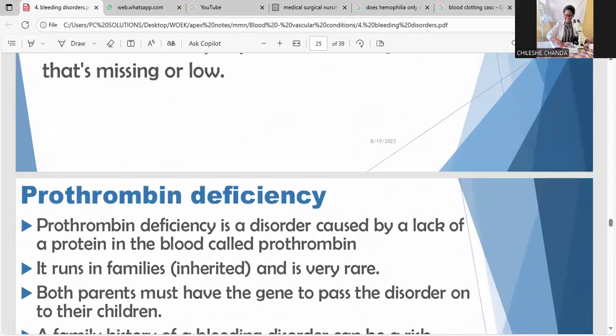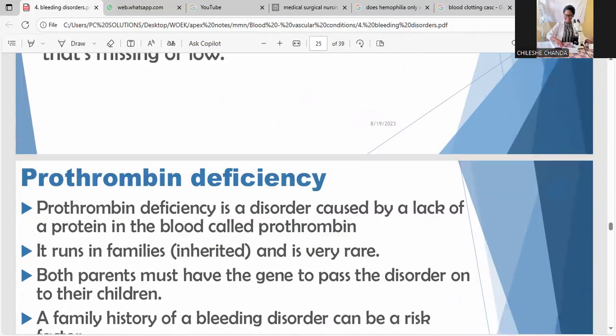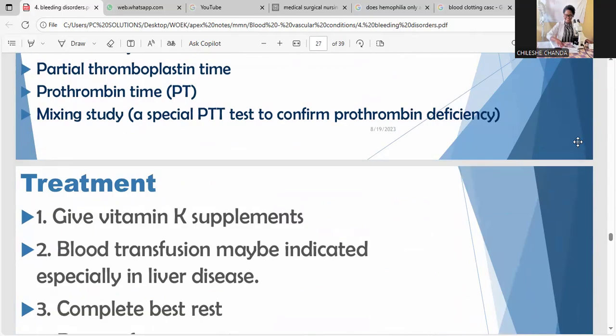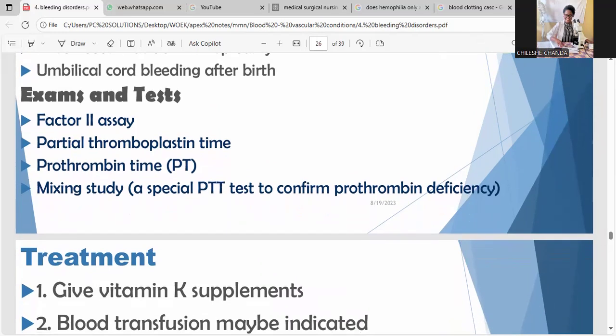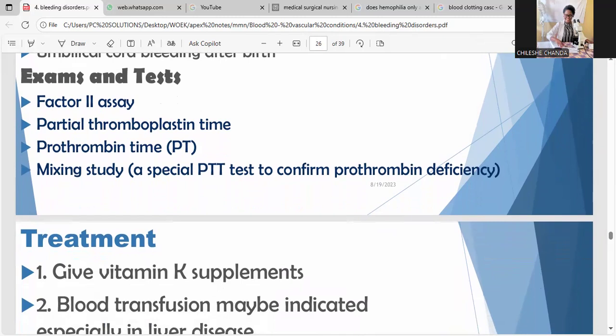The baby, after just being born, will have these bleeding tendencies, okay? And when they cut the umbilical cord, the baby will be bleeding.